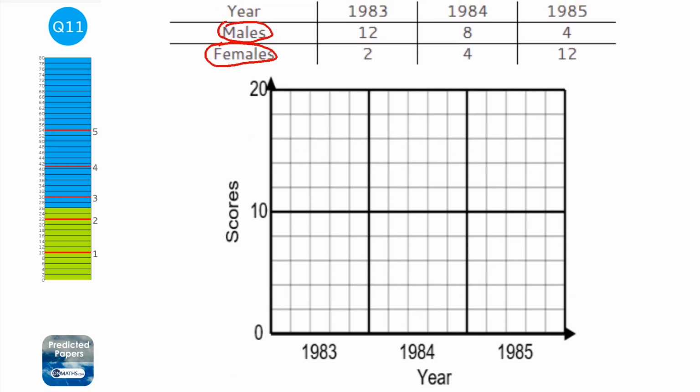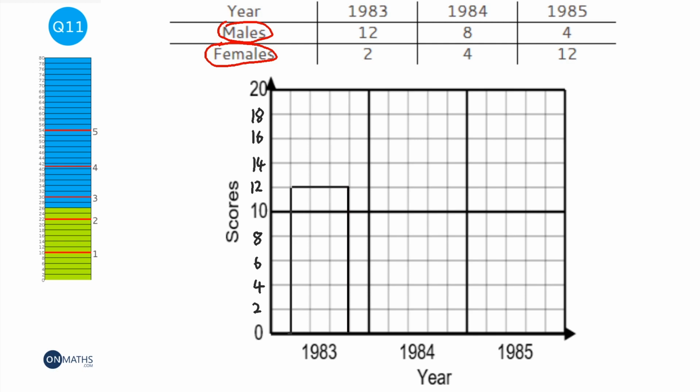Okay, so we're going to start off by working out what the scale is. It seems to be going up in twos. And you don't need to write on what the scale is for each individual mark, but I'm doing it to make it easier to show. So the first one, the males goes up to 12. So let's try and line this up. So they go up to 12 in 1983. And the females go up 2. So I'm going to add another 2 on, which is 1 square. And then I'm going to shade that one extra one in.